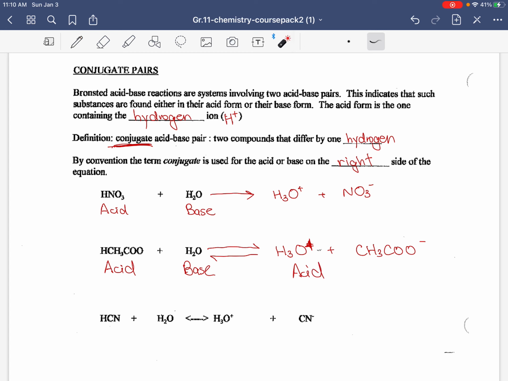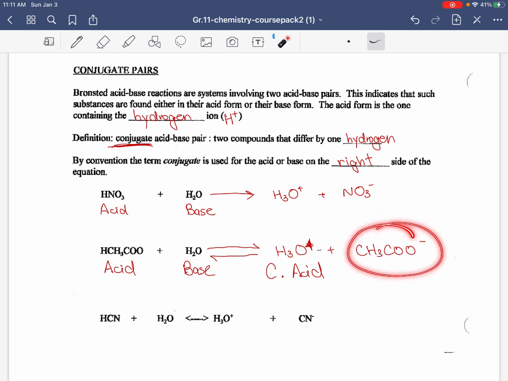He's a proton donor. He's going to donate one of these H's. Right? So H3O, in the sense of a weak acid, acetic acid in this case, is actually an acid. But not to be confused with this acid, we're going to call him conjugate acid. So H3O is a conjugate acid of acetic acid.